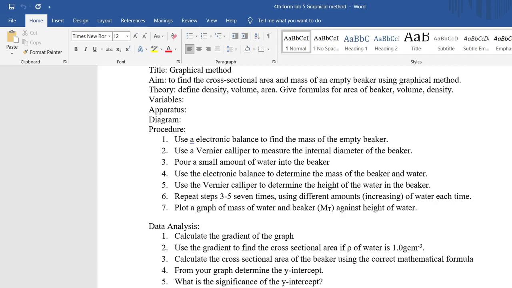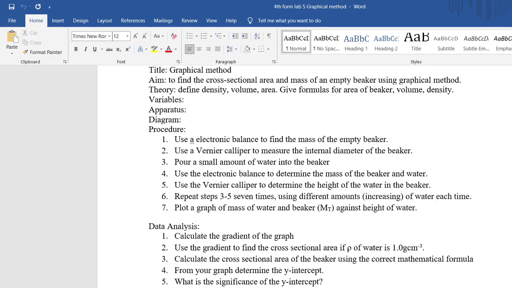We're expected to write some sources of errors. We could look at the classical one we call the parallax error while we're using our vernier caliper, or zero error while we're using the electronic balance.